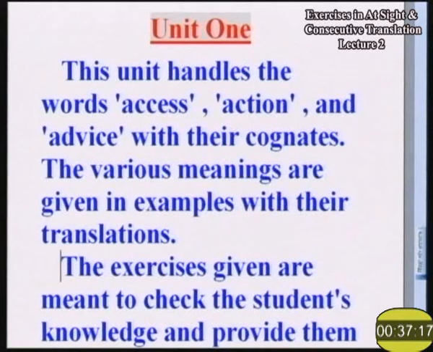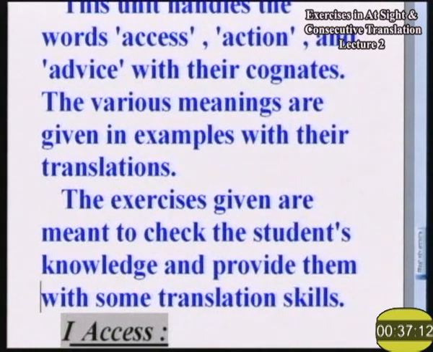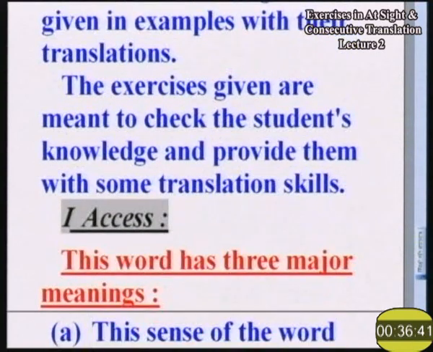The exercises given are meant to check the students' knowledge and provide them with some translation skills. So after we finish discussing the sentences that have been given to us by Dr. Anani, we'll be doing together an exercise on the words given to us. The aim of these exercises is just to check that you have acquired the necessary information about these different words, and also to check the way you translate. So they are just meant for practice and checking.